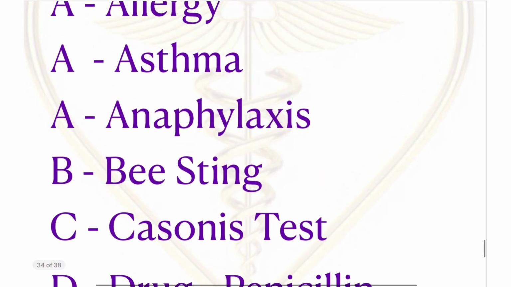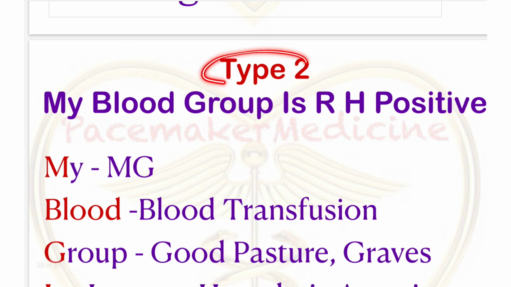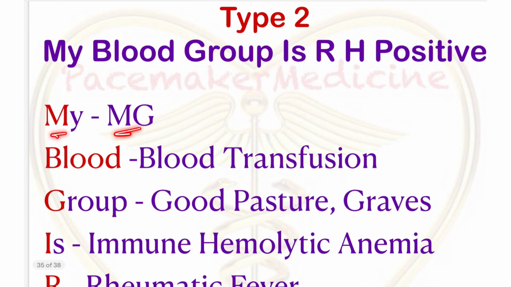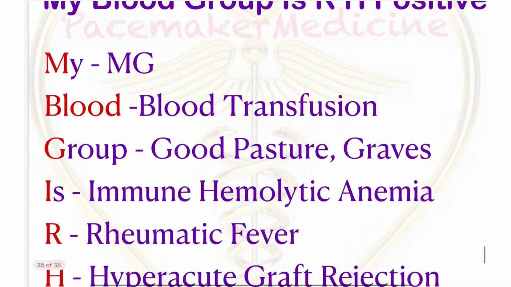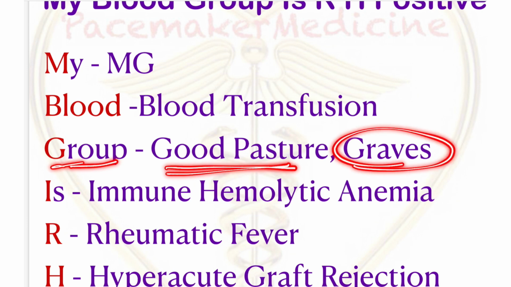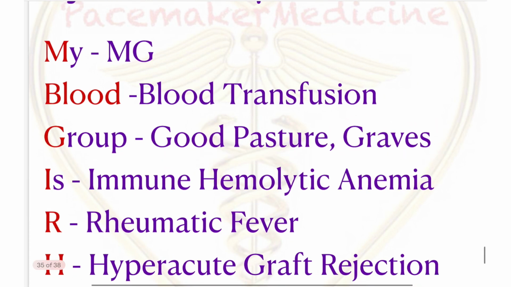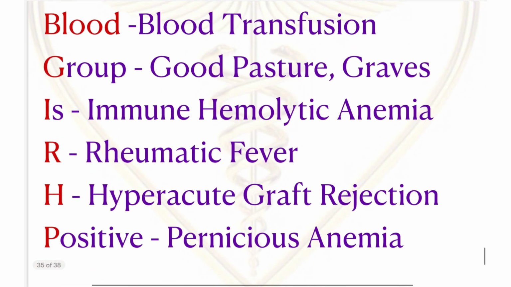Type 2, how to remember the type 2 hypersensitivity reaction? For example, there is a mnemonic: my blood group is Rh positive. M for myasthenia gravis. B, that is blood transfusion reactions, are again type 2. The G, that is Goodpasture syndrome and Graves disease, again these are type 2 hypersensitivity reactions.